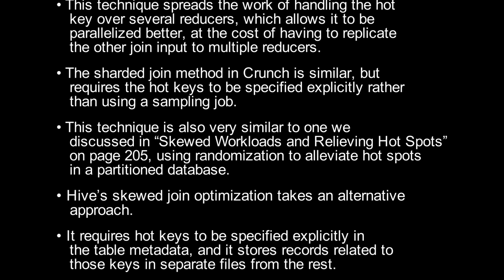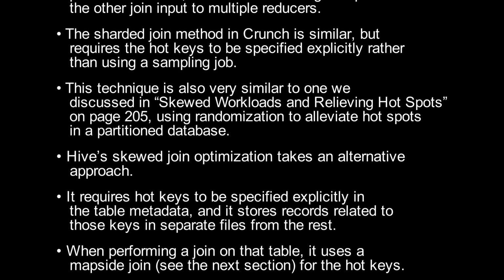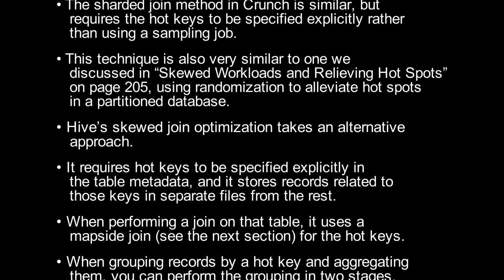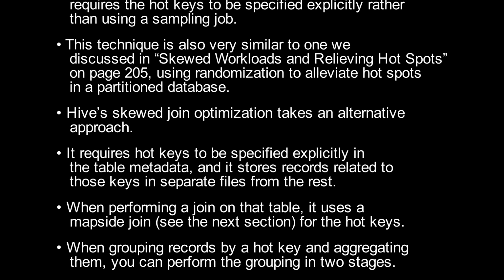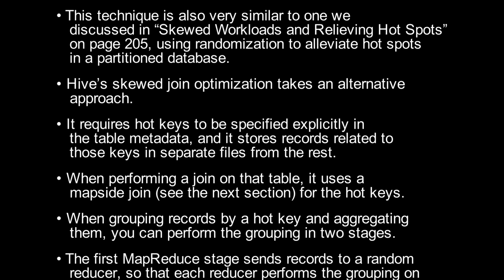Hive's skewed join optimization takes an alternative approach. It requires hot keys to be specified explicitly in the table metadata, and it stores records related to those keys in separate files from the rest. When performing a join on that table, it uses a map-side join. See the next section for details.